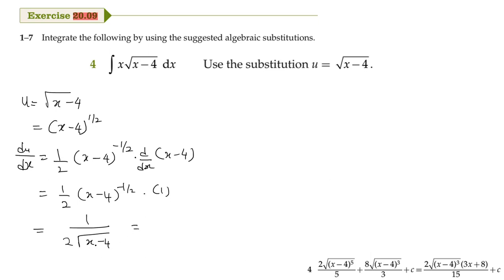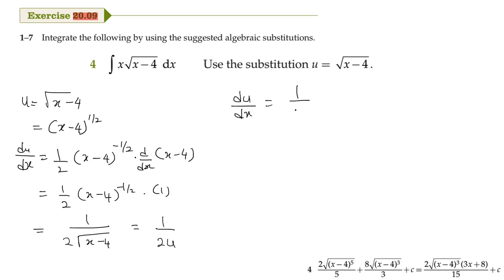Okay, but your square root of x minus 4, you may substitute with the u. So therefore you have 1 over 2u. But actually you may leave your answer like this, but I would like to change our square root of x minus 4 equal to u. Easy for me to identify my du over dx.